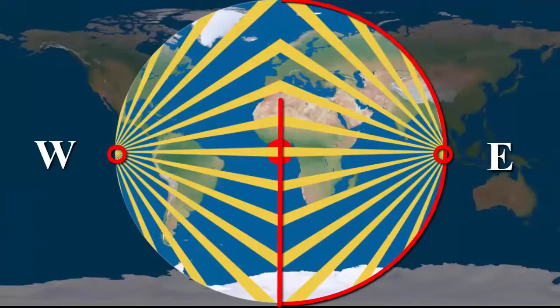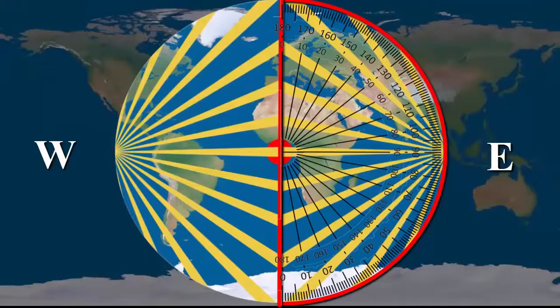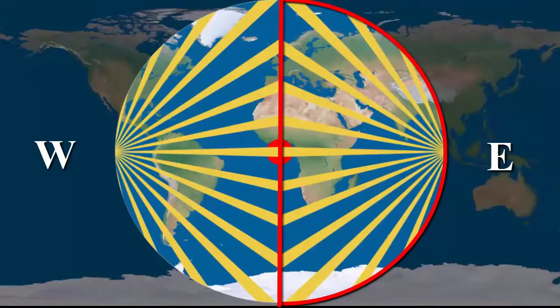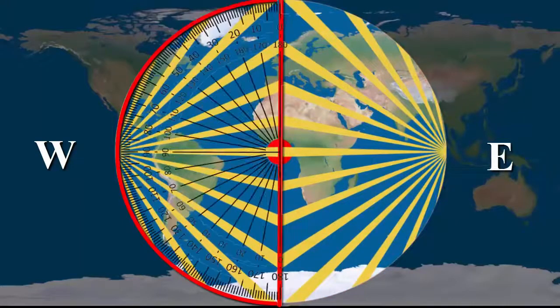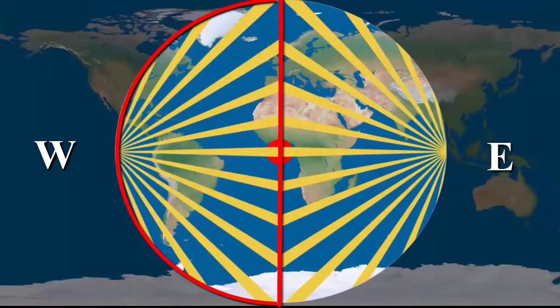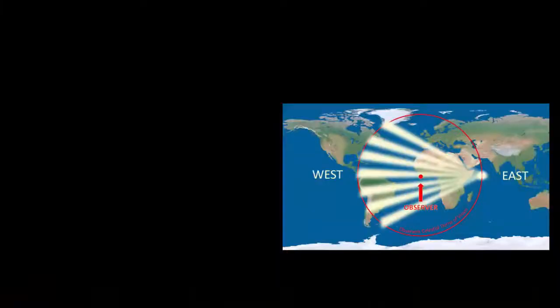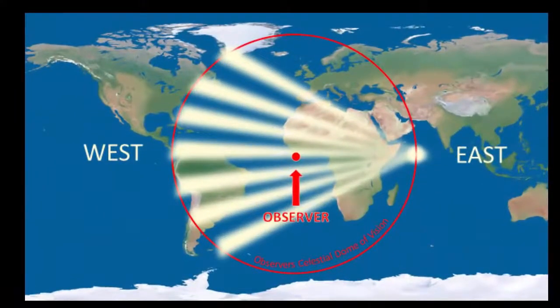You have your eastern hemisphere, that would be a 180-degree view of the crepuscular rays. And then on the western hemisphere of your dome of vision, or circle of vision, you have a 180-degree view of the anti-crepuscular rays. The rays come up, they spread out overhead, and then they converge on the other horizon, on the western horizon, as anti-crepuscular rays.